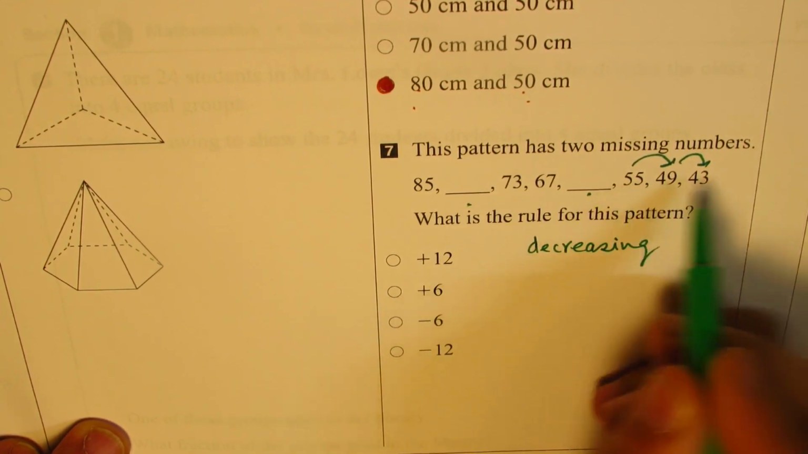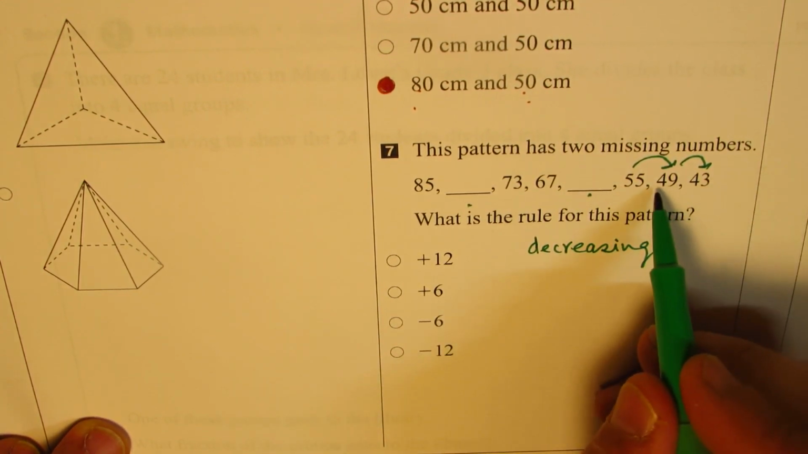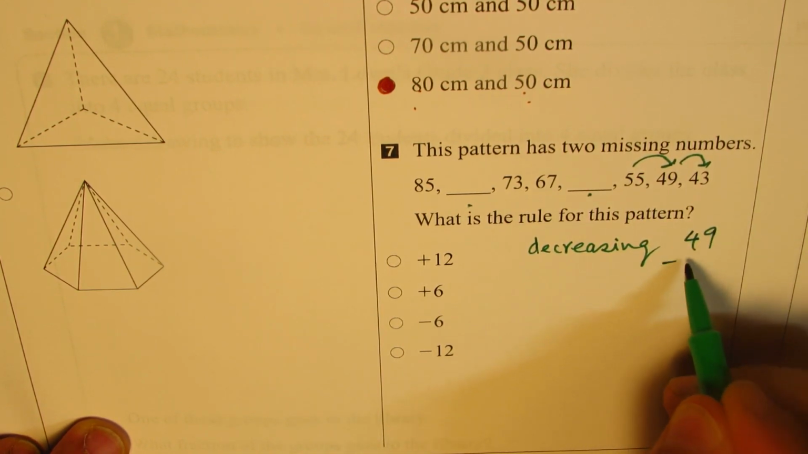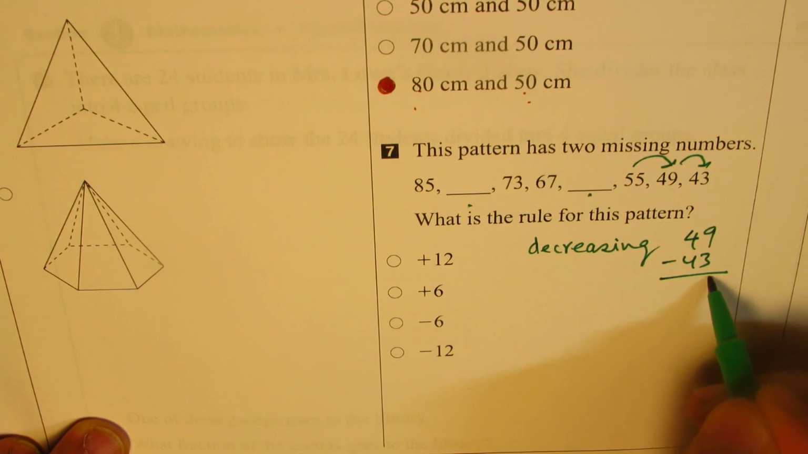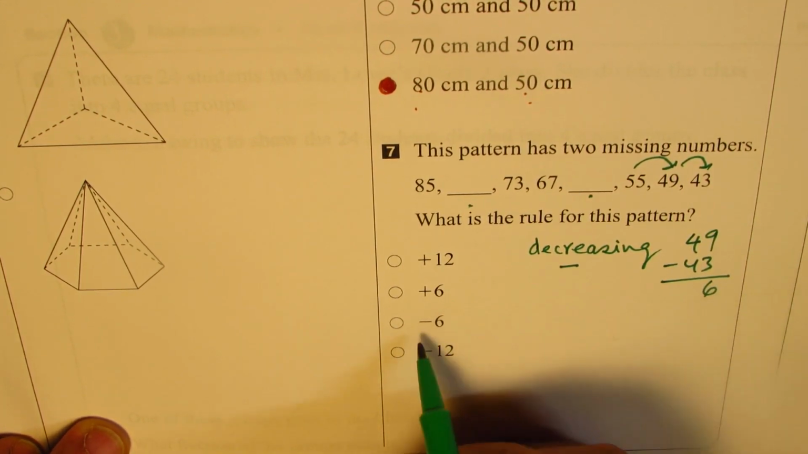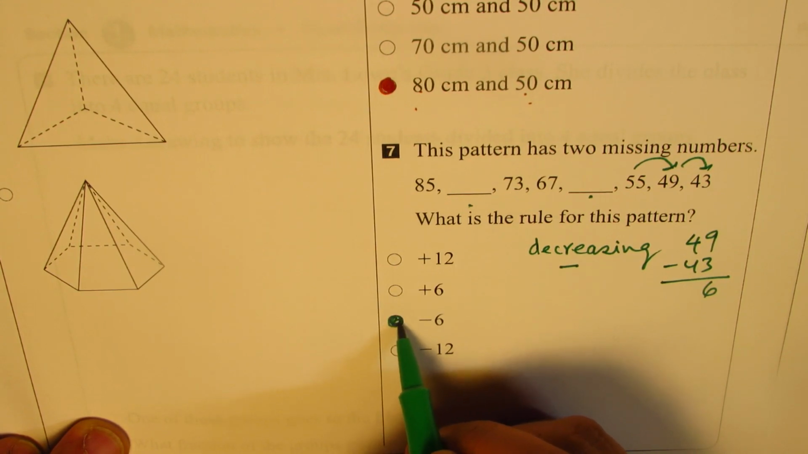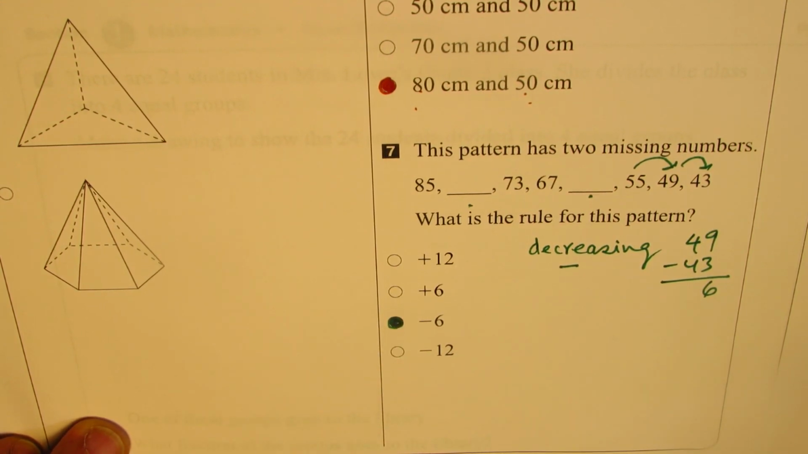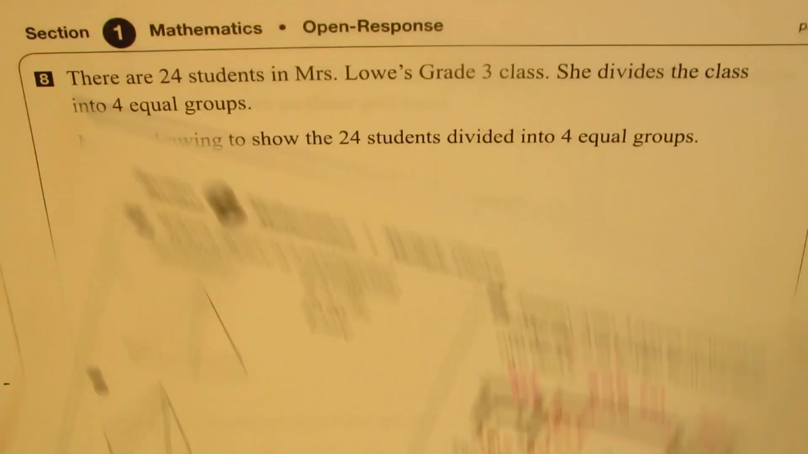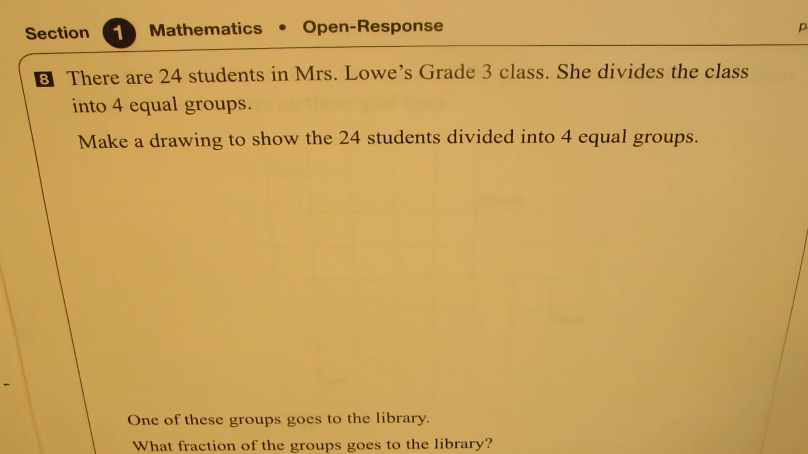So we know we have to take away something, right? So how much do we take away to get the next number? We can do 49 minus 43 and we get 6. Oh, so 6 take away. Decreasing means negative. So negative 6 is the right option. Does it make sense to you? So that is how we are going to solve this particular question. Correct? Now let's take question number 8.